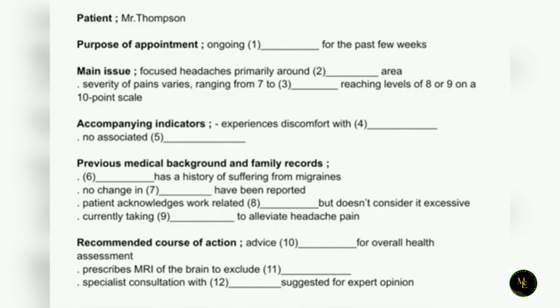On a scale of 1 to 10, how would you rate the pain? I'd say it's usually around a 7. Sometimes it goes up to an 8 or 9. Have you noticed any other symptoms accompanying the headaches, like sensitivity to light or nausea? No nausea, but definitely some sensitivity to light. It's hard to be in a bright room when it happens. Do you have a history of migraines in your family? My mom used to get them pretty bad.